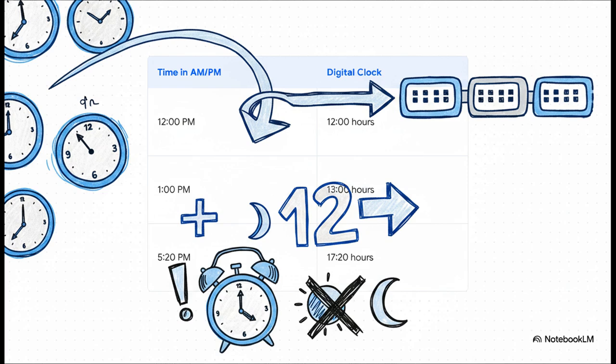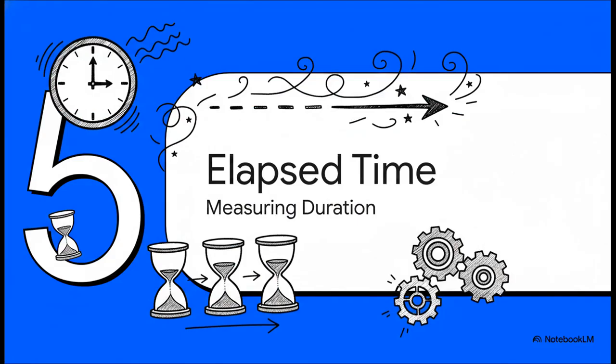It's a brilliant system because it completely eliminates the absolute worst mistake, accidentally setting your morning alarm for 6 p.m. instead of 6 a.m. We've all been there, right? All right, finally, we're at Section 5, elapsed time.